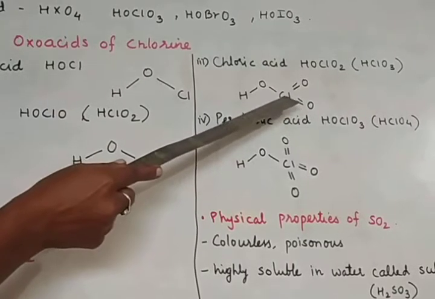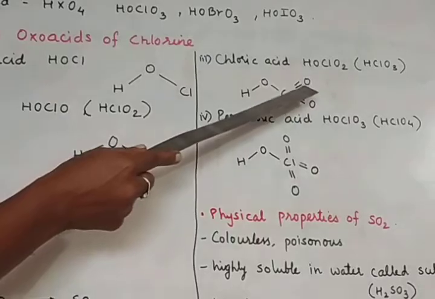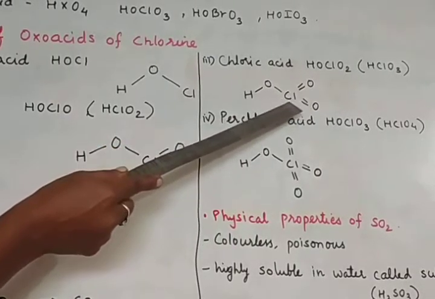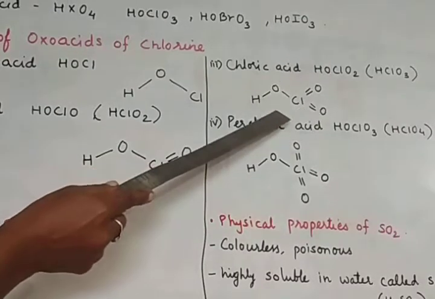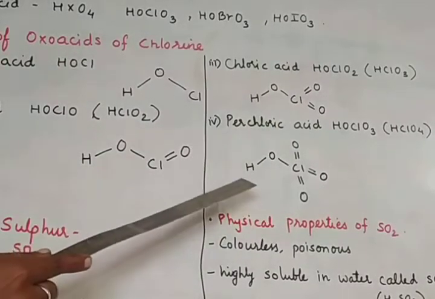So in chloric acid, 2 oxygens have come. One oxygen will form a double bond with chlorine. Another oxygen will form a double bond with chlorine like this. This becomes the structure of chloric acid. This has to be learned as it is.